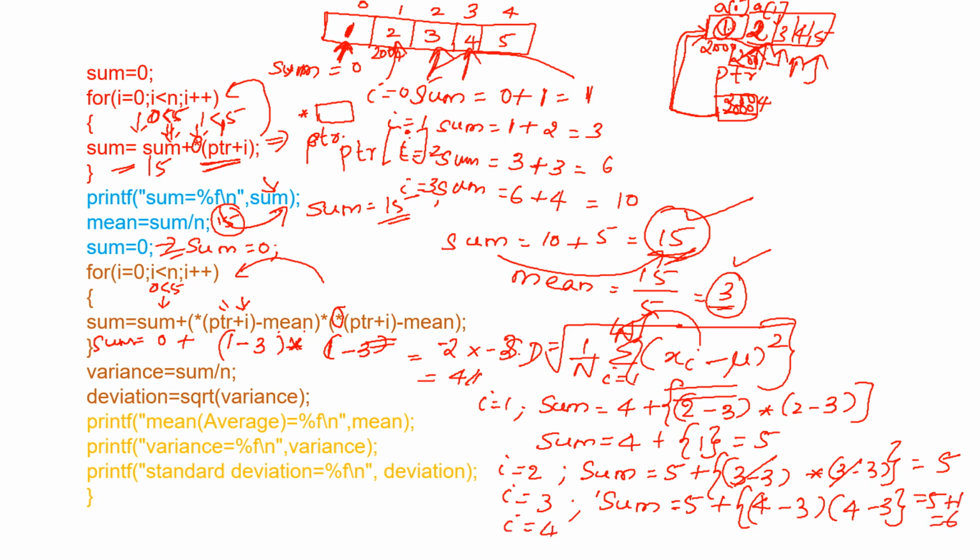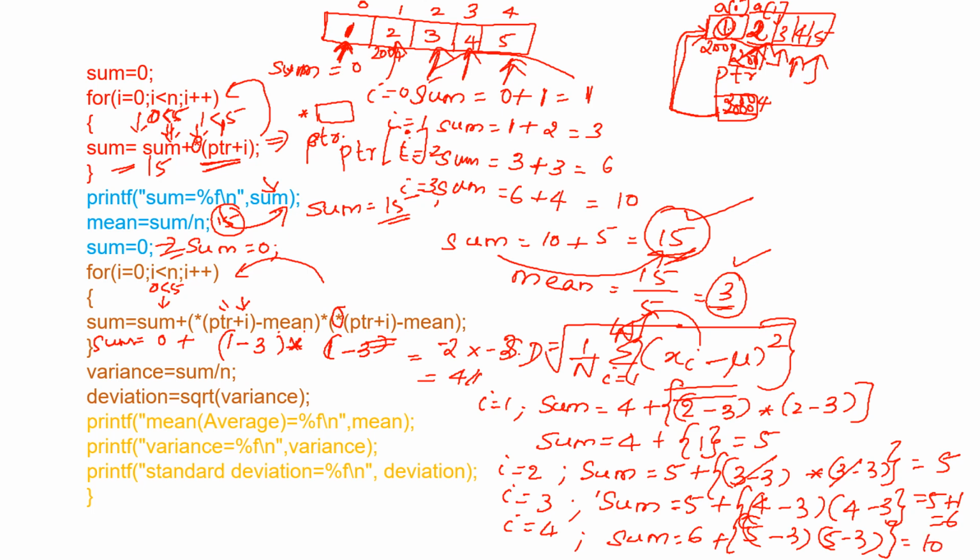Now i is equal to 4. What will be the value? Sum is equal to, previous value of sum is equal to 6. Now it will be shifted to the next location. So it will be equal to 5, right? Element is 5 minus 3 into 5 minus 3. What will be the value? 5 minus 3, 2. 2 into 2, 4, right? So 6 plus 4, you will be getting it as 10.